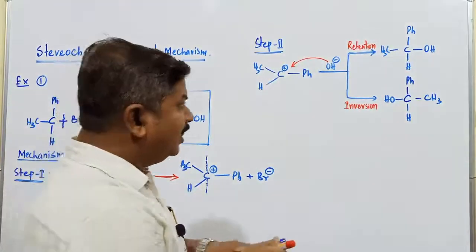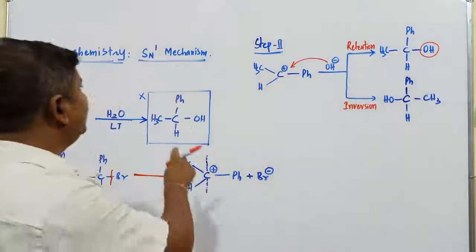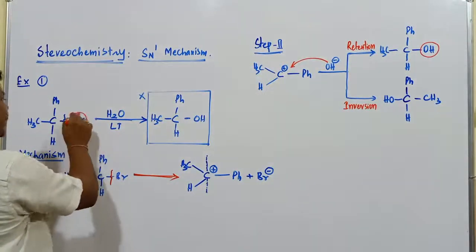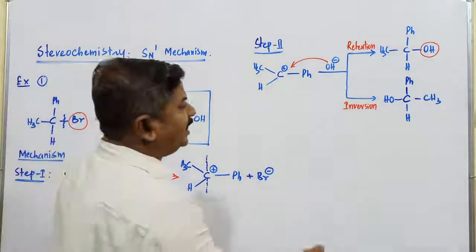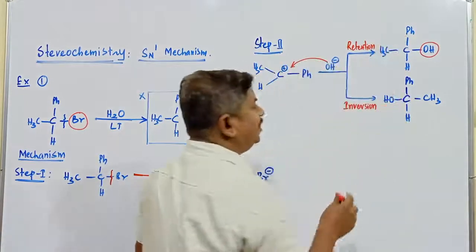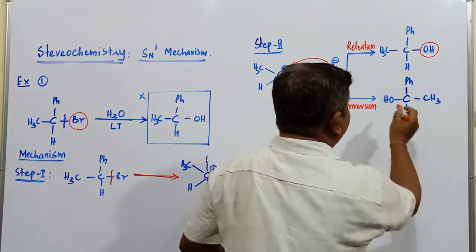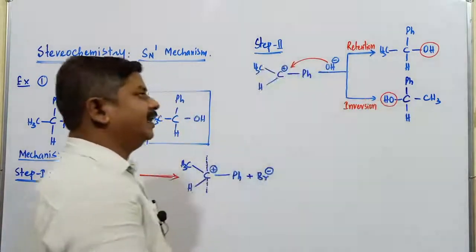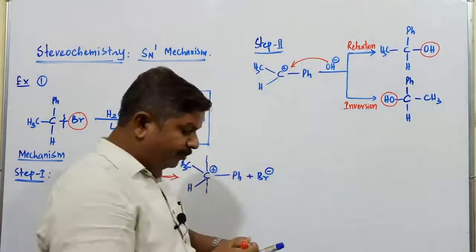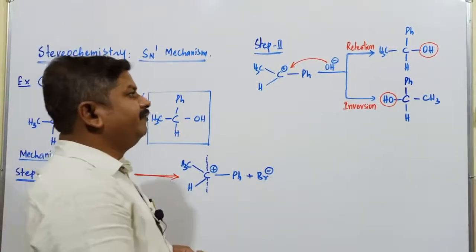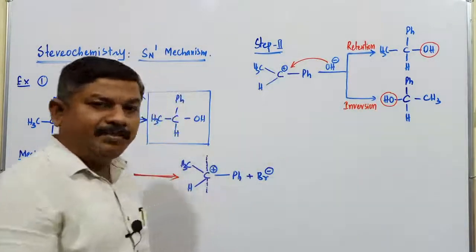What happens in the case of retention and what happens in the case of inversion? Concentrate carefully. The OH minus ion attacks from the same side of the existing nucleophile. This is the existing nucleophile. By removing this bromide ion, if OH minus attacks on the same side, the configuration is called retention of configuration. And if OH minus attacks from the back side, the opposite side, commonly called the rear side, then that configuration is referred to as inversion of configuration. We have already discussed retention and inversion in the previous class.